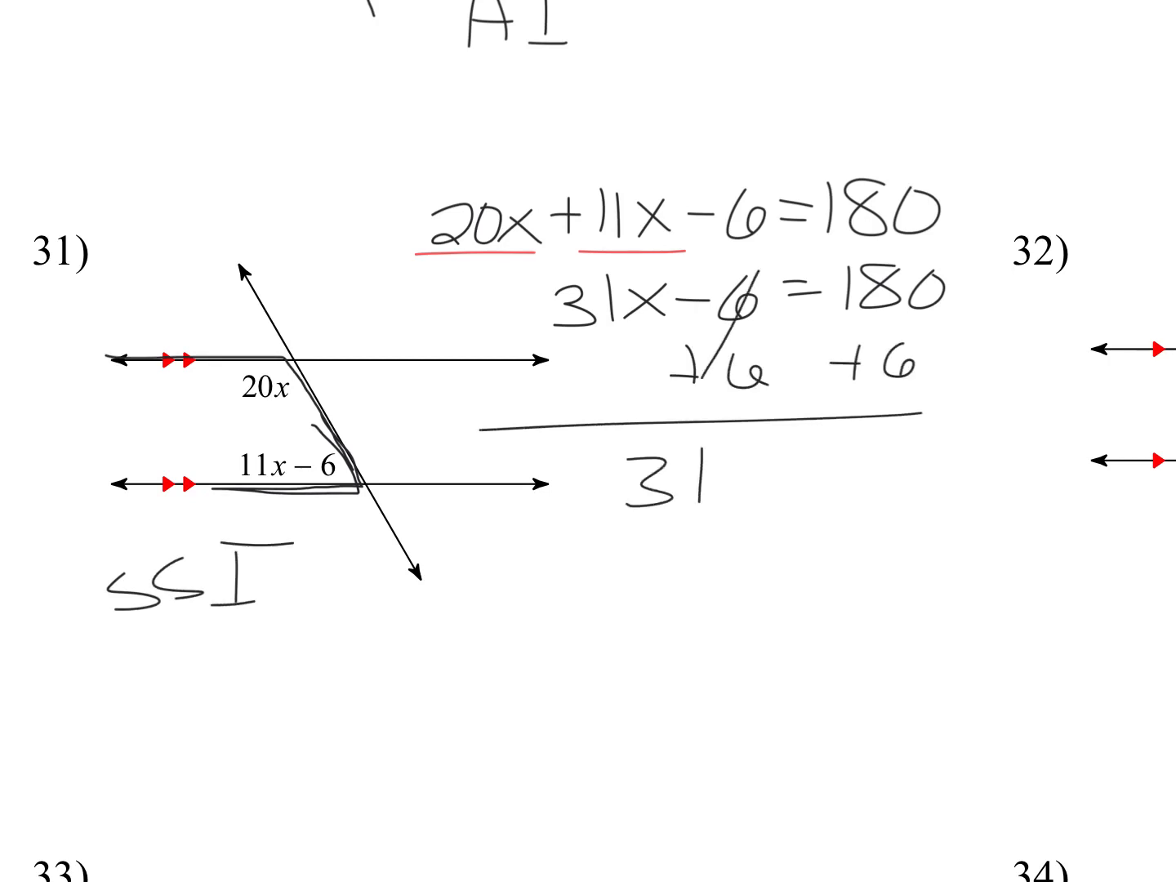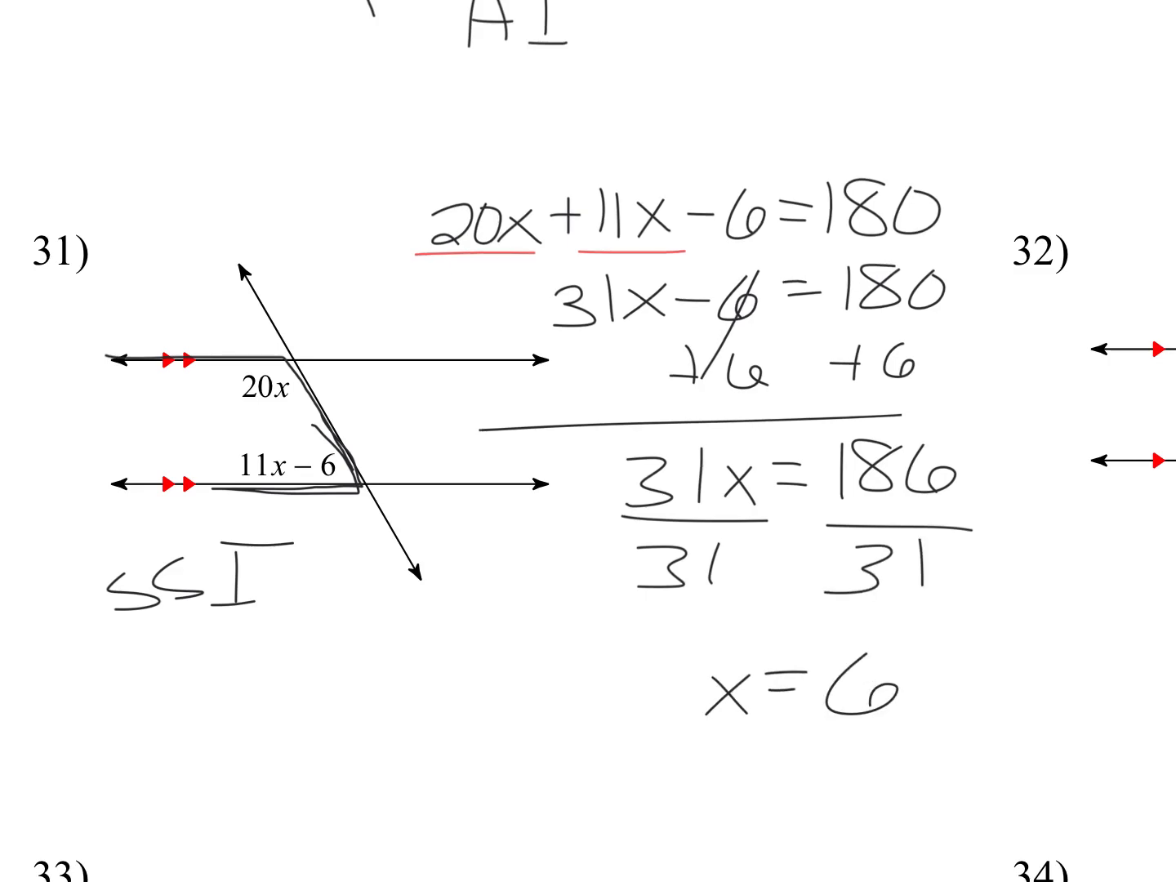So I have 31x equals 186. Last step: divide by 31. X equals 6.